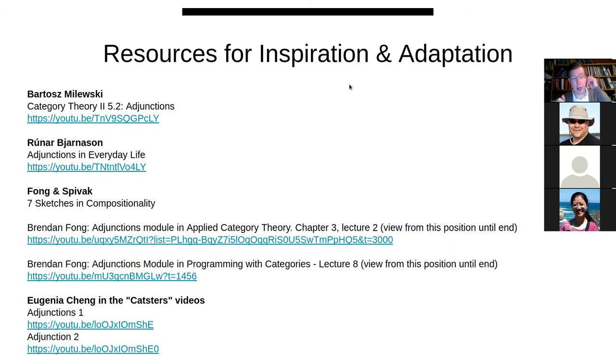So, of all the materials I present, I would cede to the leadership of folks like Bartosz, David Spivak, and Brendan Fong, and Eugenia Chung, who are my superiors in terms of grokking the material and really knitting it together into a mathematically consistent framework. But as I say, I think I'm trying to perform a service here by taking all their diverse notations and conventions and putting them into a more integrated, consistent, and easily remembered whole.